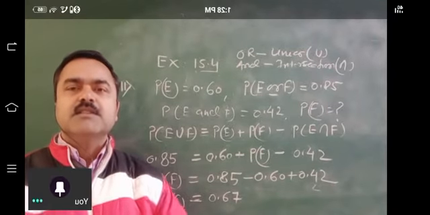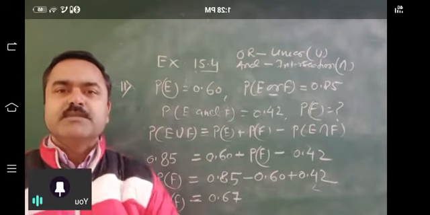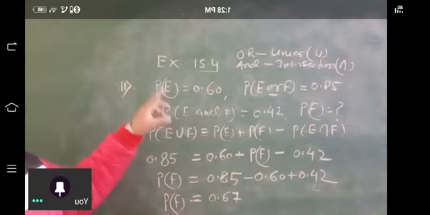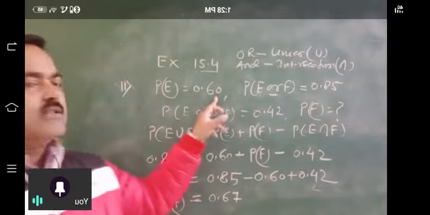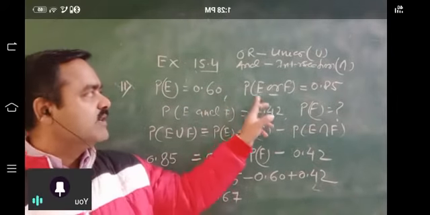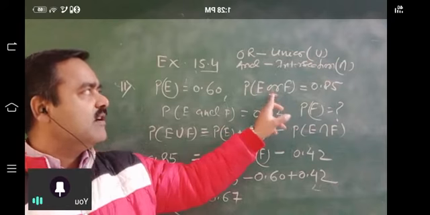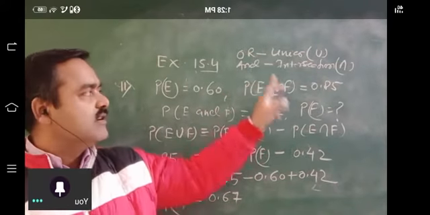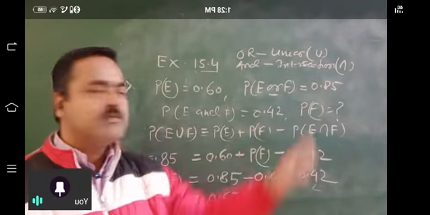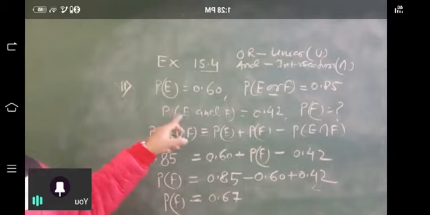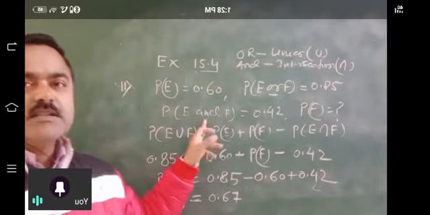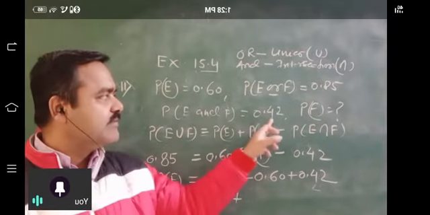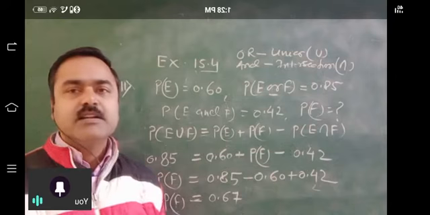Okay, once again we will repeat the question. Probability of P is given as 0.60. Probability of P or F, here or means union, is given as 0.85. Probability of P intersection F, and means intersection, is given as 0.42. Find the probability of F.